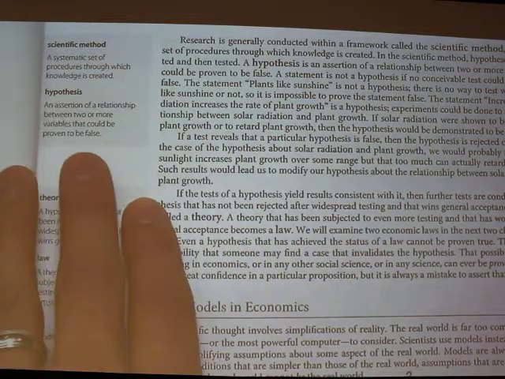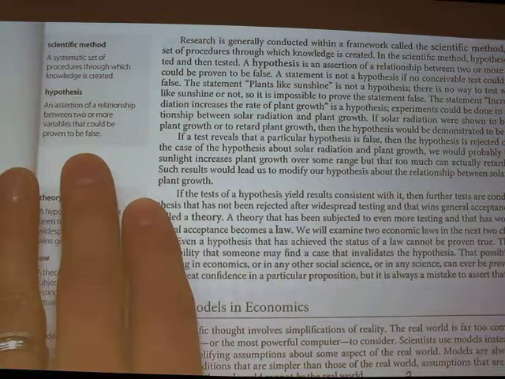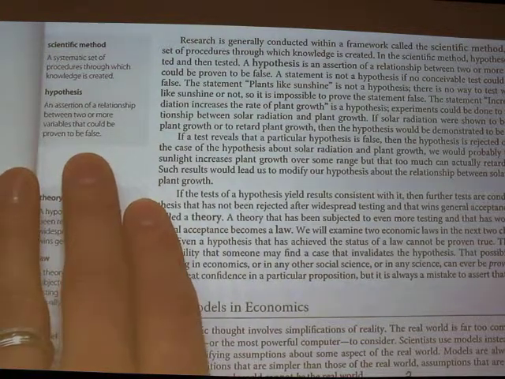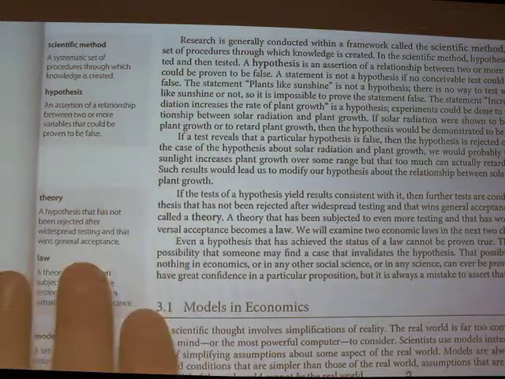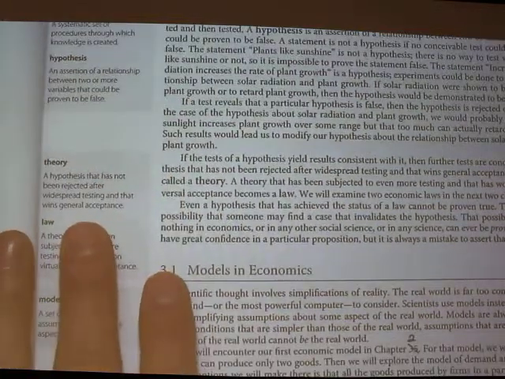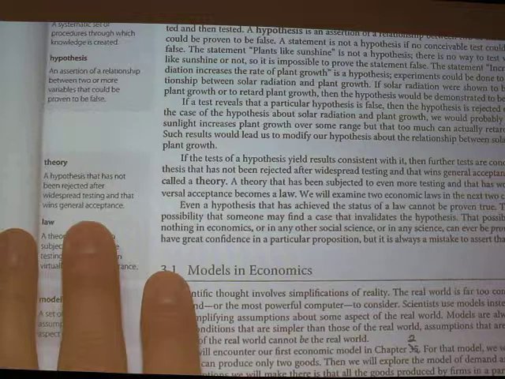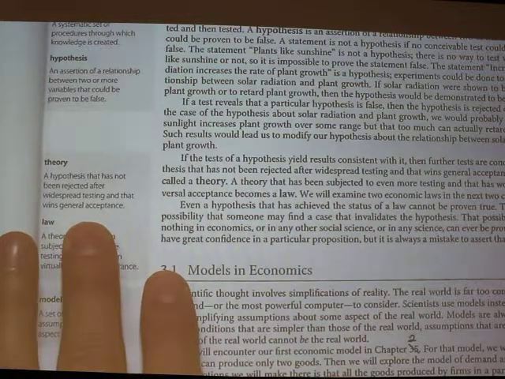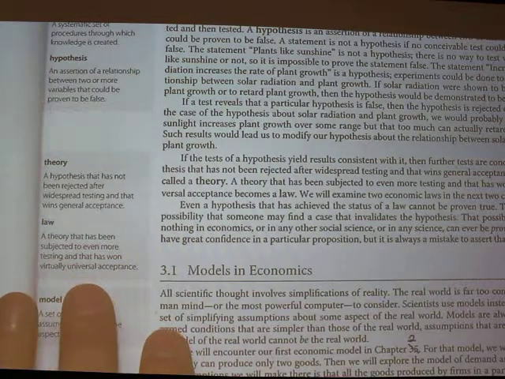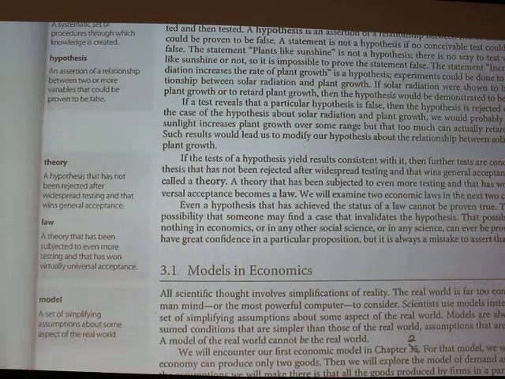If we do find that, say, more solar radiation increases plant growth, probably up to a level at least, then we can call it a theory, which is a hypothesis that has not been rejected after widespread testing. And then after extensive testing, if it still has not been rejected, we call it a law. So this description pretty much puts a law at the top level, a theory underneath it, and a hypothesis at the very bottom.